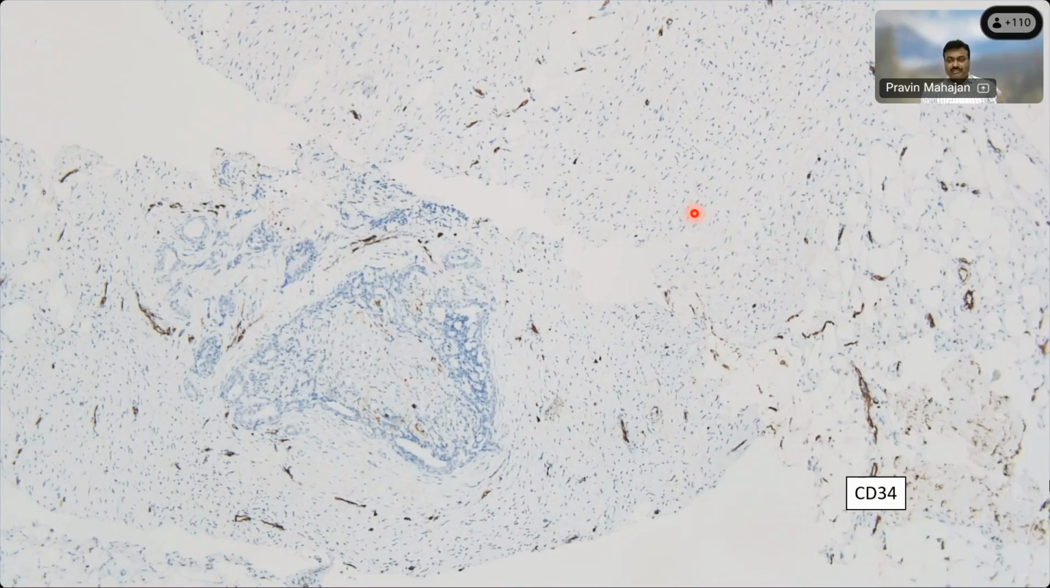Let's see your differential between metaplastic carcinoma and phyllodes. You may try to do CD34. If CK is negative and CD34 positive, one may favor one over the other. Okay.